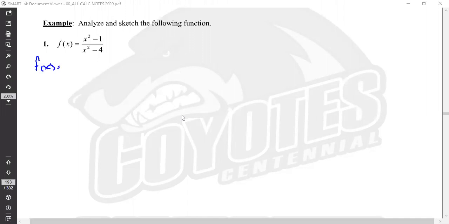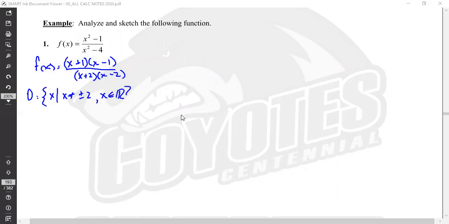Let's start off with f of x equals x squared minus 1 over x squared minus 4. We start off by saying, all right, so this is x plus 1, x minus 1, over x plus 2, x minus 2. Of course, that is relevant for our domain. Our domain is the set of x's such that x can't be plus or minus 2, but anything else is good. All right, so here's step 1.